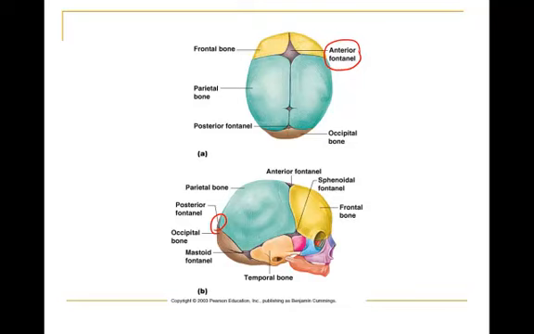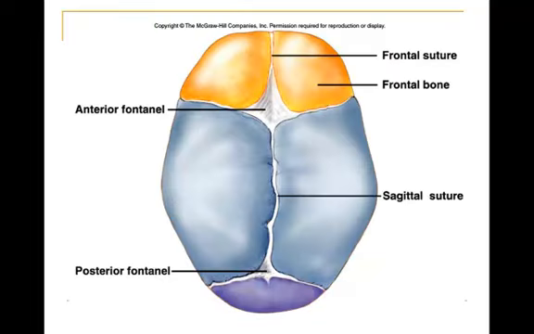So I'm going to go to the next picture, which shows these 2 quite clearly. The anterior fontanelle is diamond shaped, as you can see. This is the frontal bone, and these are the parietal bones right here, here and here. It closes somewhere between 18 months and 2 years.